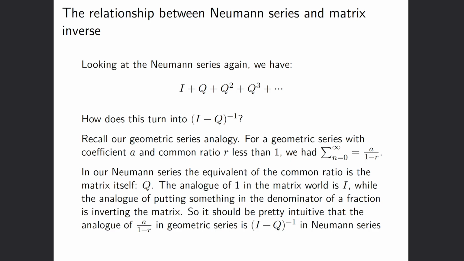So in our Neumann series, the equivalent of the common ratio is the matrix itself, right? Because we're multiplying by the matrix itself over and over again. And the analog of 1 is, of course, I, while the analog of putting something in the denominator of a fraction, the dividing idea, is inverting the matrix. So this is similar to A over 1 minus R, where A ends up being 1 here. We don't have some kind of scalar coefficient here. We just have 1 over 1 minus Q. In this case, that would be I minus Q inverse. So this is the direct analog of what we have in geometric series.